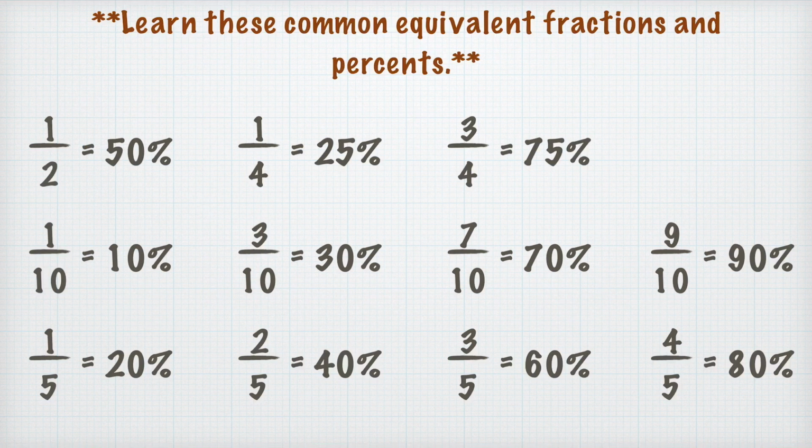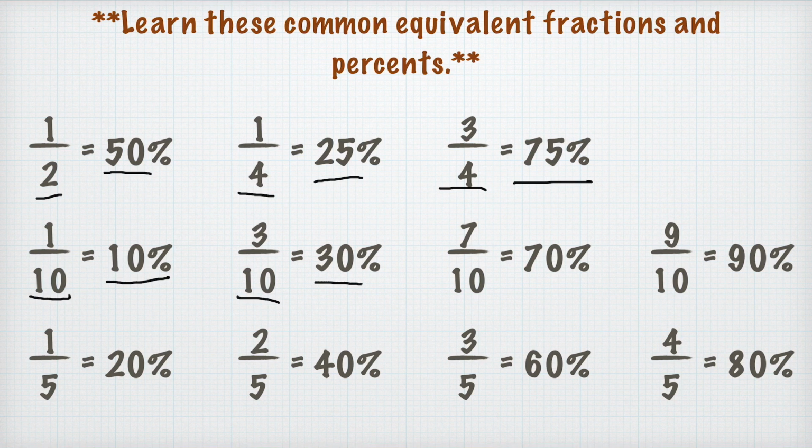Now we're going to learn these common equivalent fractions and percents. A half equals 50%. 1/4 equals 25%. 1/4 is like a quarter. A quarter of a dollar is 25 cents, 25%. So 1/4 equals 25%. If you have 3/4, you have 75 cents. So 3/4 equals 75%. We've already done 1/10 equals 10%.